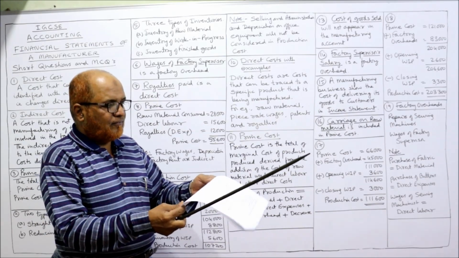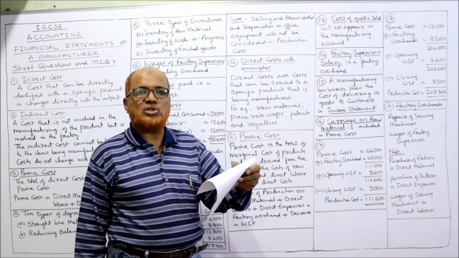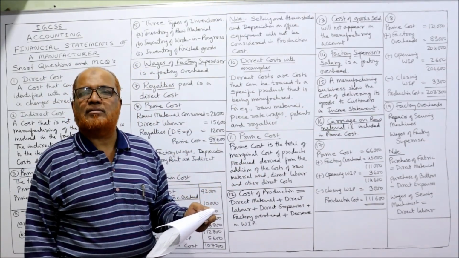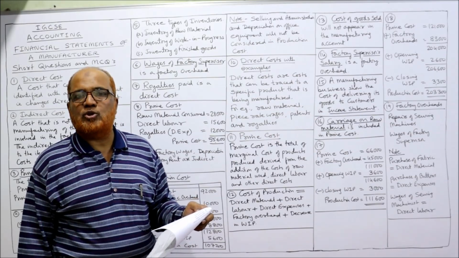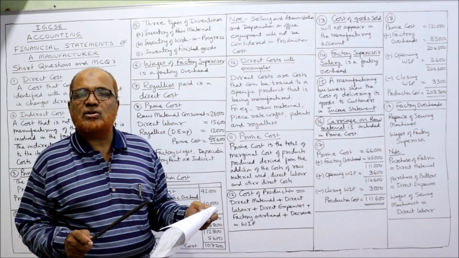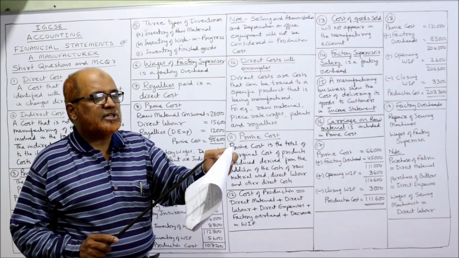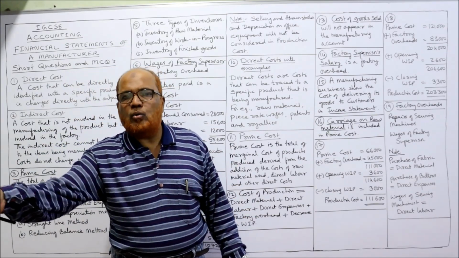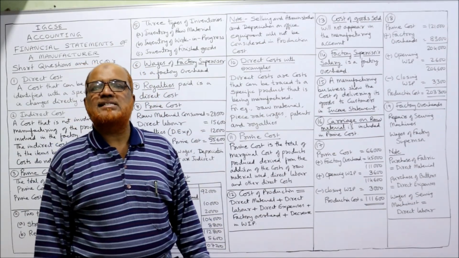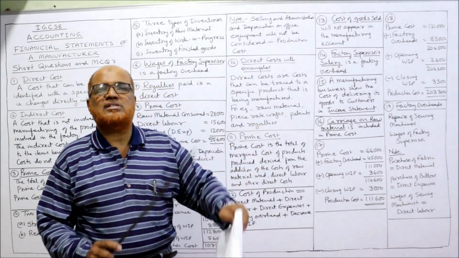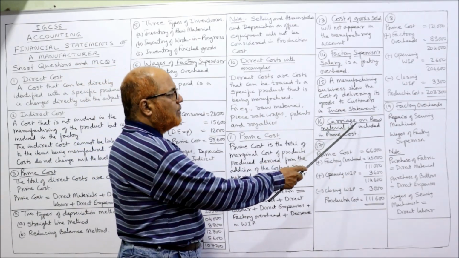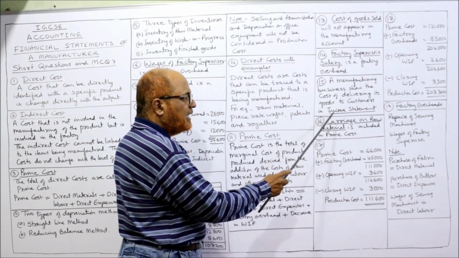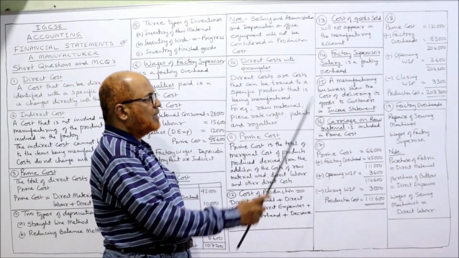Next, 15th. Where should a manufacturing business show the cost of delivering its goods to customers? The cost of delivering the goods to customers is selling and distribution, and selling and distribution cost will come in the income statement. Options are given: appropriation account, manufacturing account, income statement, trading account. The cost of delivering the goods to the customer is called distribution cost, selling and distribution cost. It will appear in the income statement. The answer is income statement.